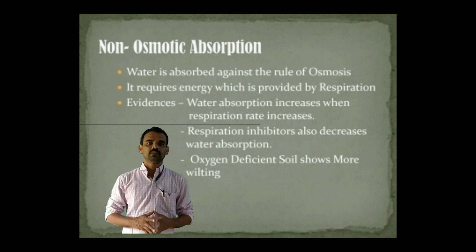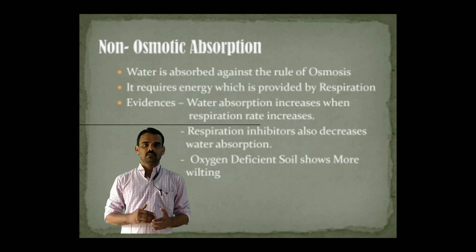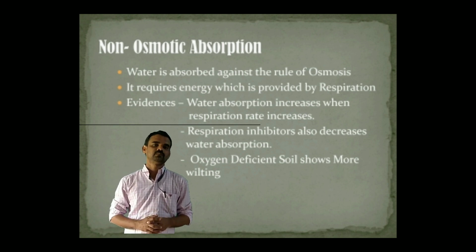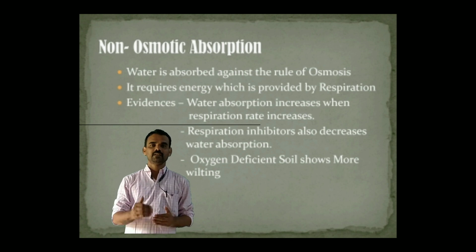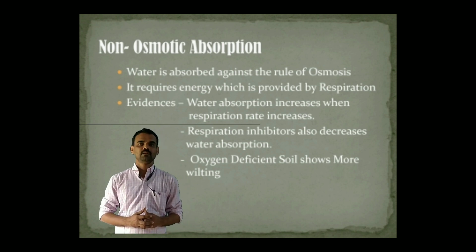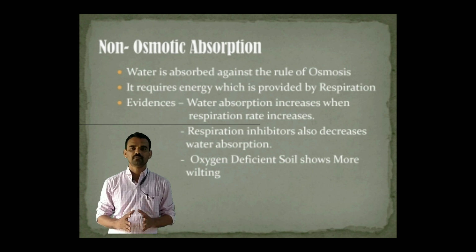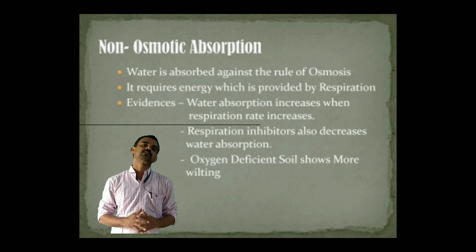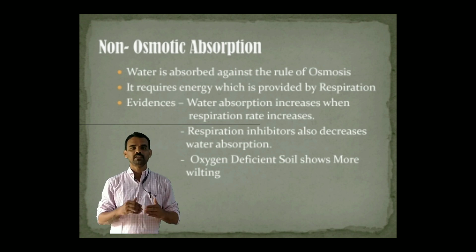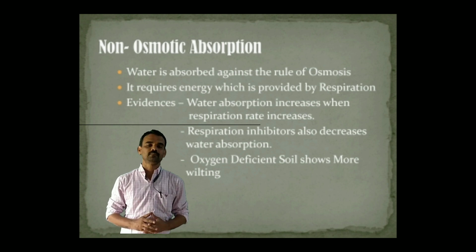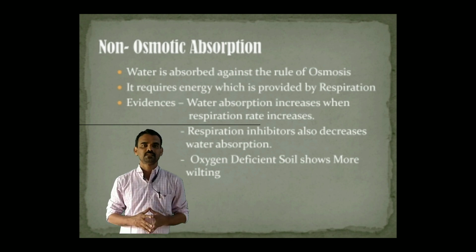Different evidences have been given to demonstrate non-osmotic absorption. Water is absorbed more when the rate of respiration is maximum. Another thing, the substances which inhibit respiration also reduce the absorption of water. In case of oxygen deficient soil, the wilting of crop is common due to the reduced water absorption. These are certain evidences which support this view.